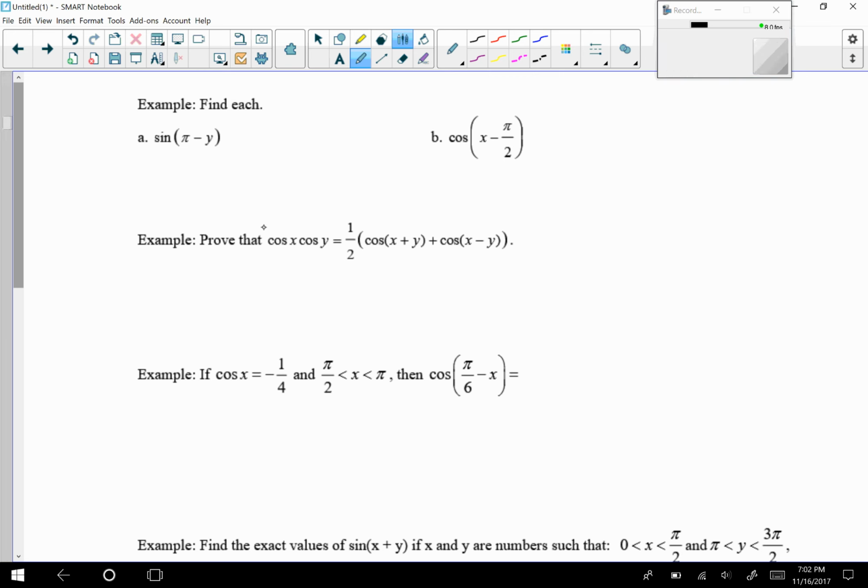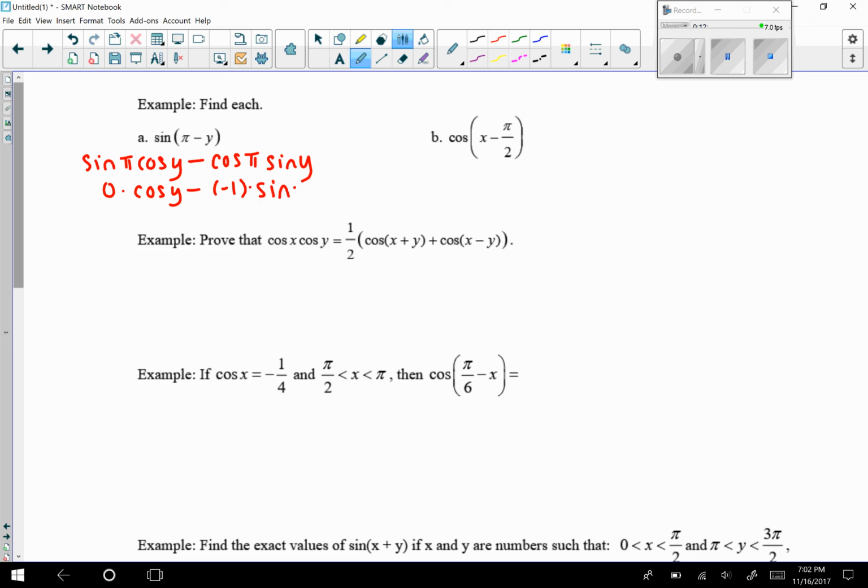So now for these next ones on the next slide, we are finding the sine of pi minus y. So that's just going to be using our sine subtraction identity. So this is the sine of pi cosine y minus the cosine of pi times the sine of y. And of course, we know the sine and cosine of pi are both on our unit circle. So we know that the sine of pi is equal to 0 times the cosine of y minus the cosine of pi, which is equal to negative 1, times the sine of y.